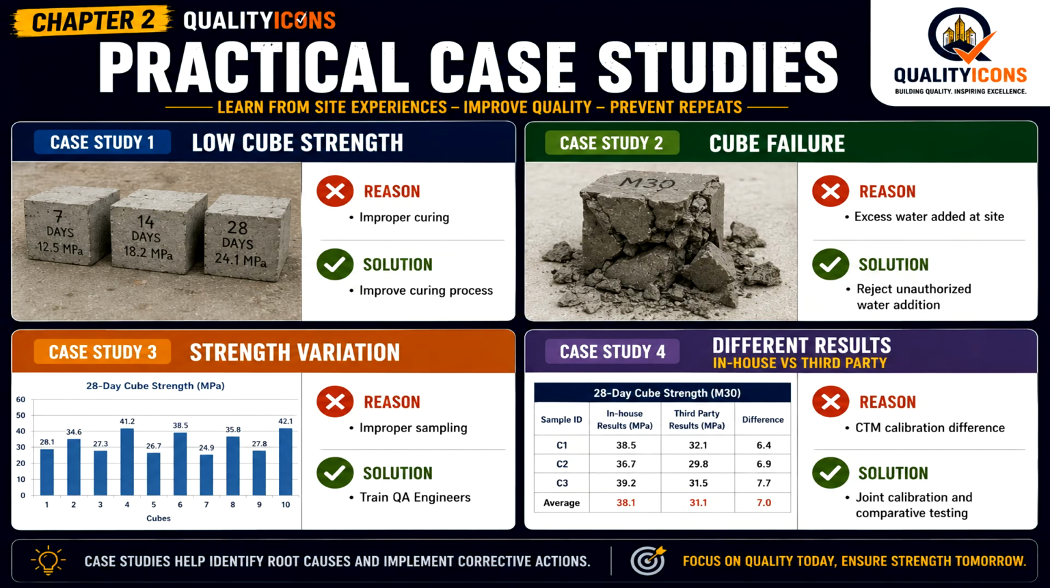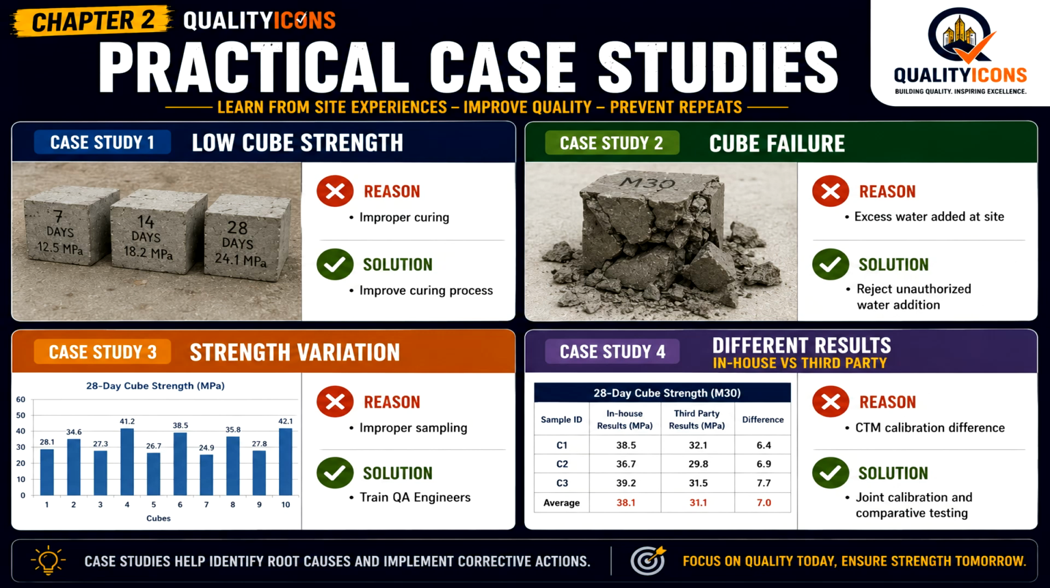Case 2. Cube failure. Cube failure caused by unauthorized water addition, meaning excess water added at site. What is the solution? Never permit water addition at site without approval. Please remember it. Never permit water addition at site.